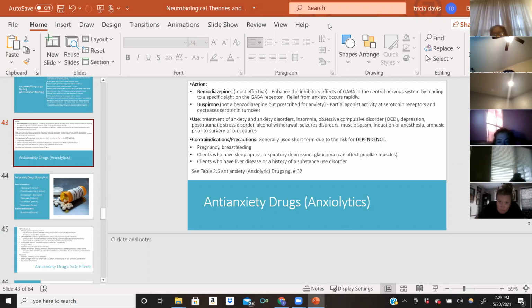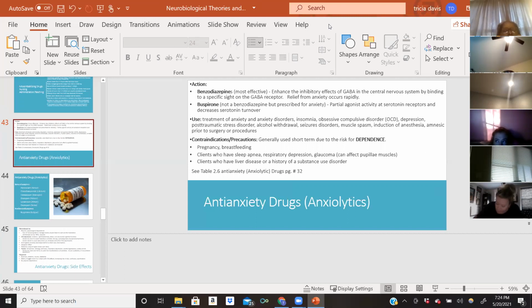Benzodiazepines are the most effective. They enhance the inhibitory effects of GABA in the central nervous system. They bind to specific sites on the GABA receptor. Relief from anxiety occurs rapidly. Not obviously within 5 minutes, but if it's a PO pill, 45 minutes to an hour. With all these other medications, we said that sometimes you're going to see that long 2 to 3 week period. That's not the case with these medications. It's going to be instant within a short amount of time.